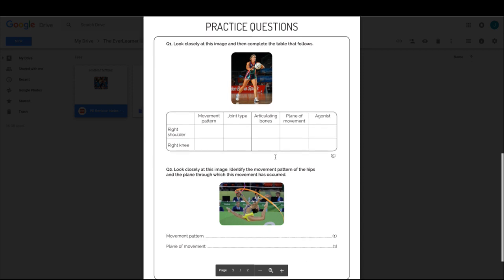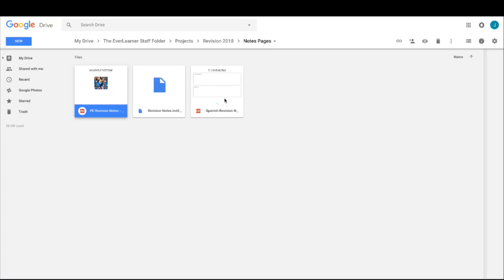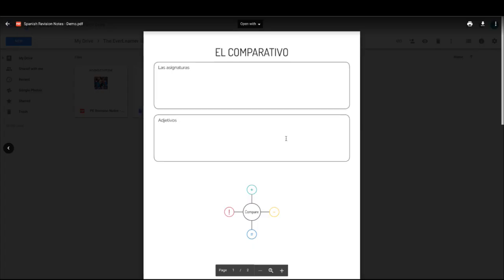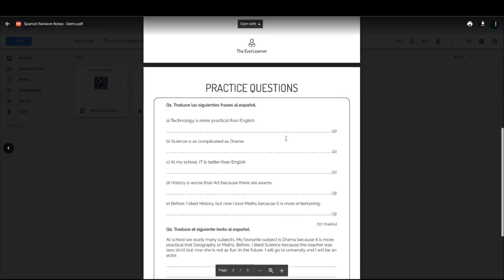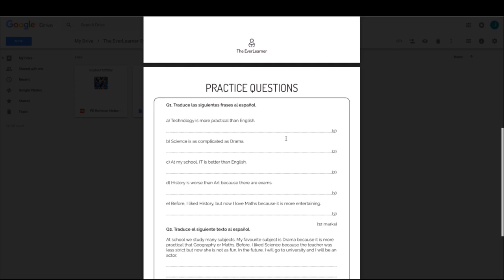Okay, so this is what the students are going to receive, basically a double version of this for each individual session. For the Spanish, we also have that here. For the comparative, we have a notes page, and we have practice questions, and we're going to take you through the repertoire of what that's all about in a few moments' time. So it's essential that you have an idea that you're going to have those things.